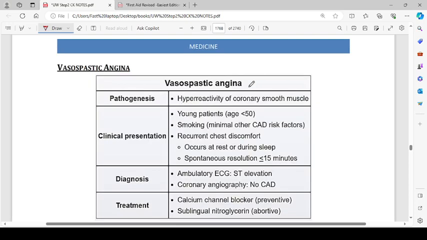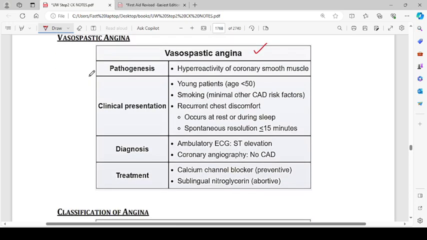Then comes vasospastic angina or Prinzmetal angina, in which the coronary artery undergoes spasmodic contractions, and the ST segment will be elevated on the ECG of Prinzmetal angina. Pathogenesis: hyperactivity of the coronary smooth muscle.